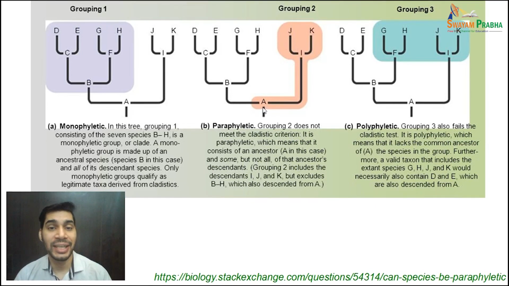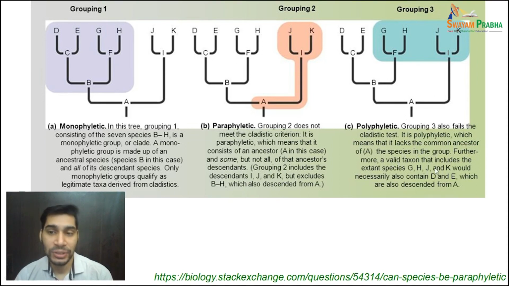So in this case, though B and all its descendants are also coming from A only, we are only discussing the descendants coming onto this group. So this is called as paraphyletic groups. The polyphyletic groups, as shown in group 3 here, also fails a cladistic test. It is polyphyletic, which means that it lacks the common ancestor. For example, here these are the derived groups or descendants, but it does not include the common ancestors here.